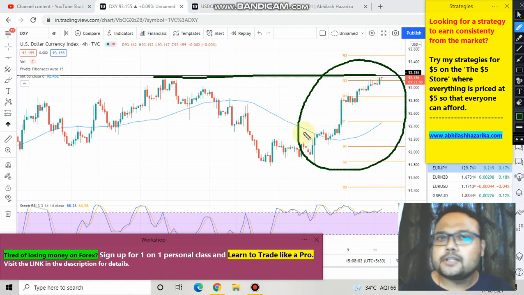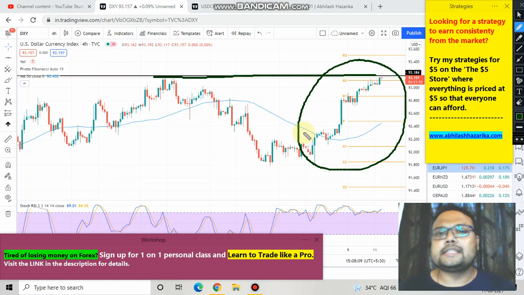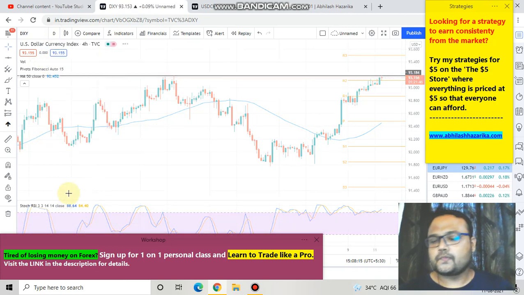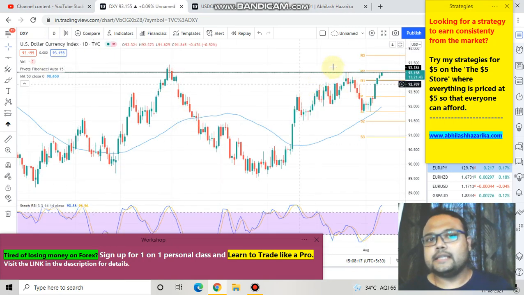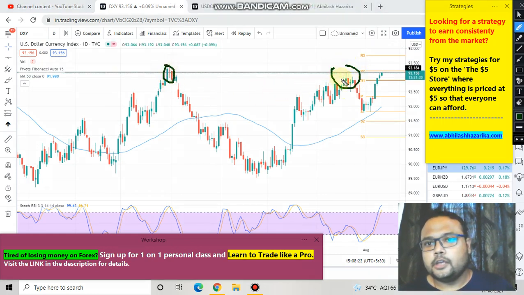Undoubtedly, US dollar is also extremely bullish, and as a result, USD CHF was also extremely bullish. But right now, US dollar is just standing at a resistance here. And if we go to the daily chart on the DXY here, we can see the same. You can see that US dollar is just standing at resistance.